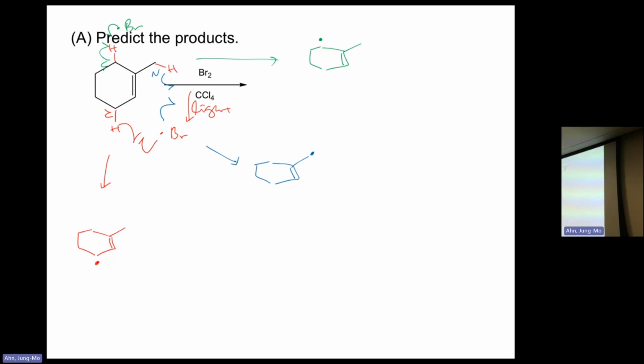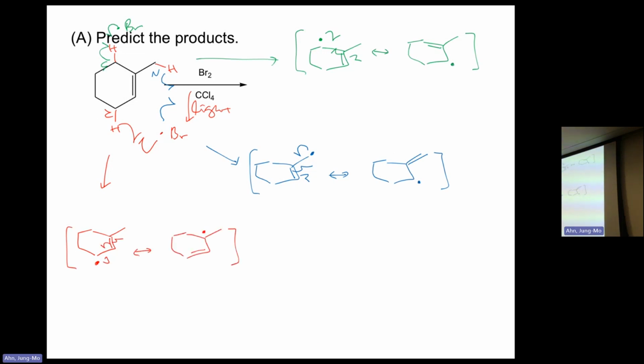And then all 3 of them will be resonance stabilized. This one's going to be resonance stabilized, right? This can be here, that can go there. So the double bond goes here, the radical goes there. This one is also going to be resonance stabilized, so that radical goes here, there. So we are talking about 6 different allylic radicals going for the bromination reactions, and each one will produce a product, and then which one's going to be major? That is a very difficult task right now.